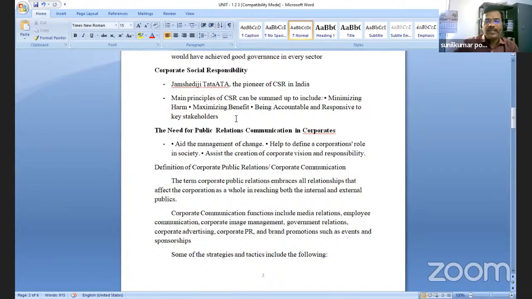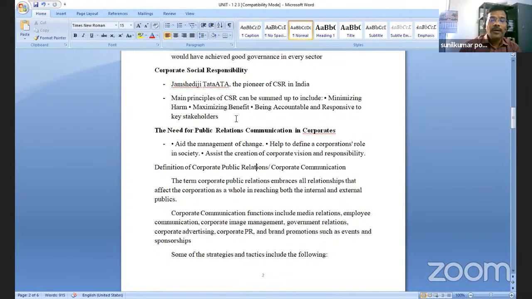The main principle of CSR can be summed up in some words: minimizing the harm. Every company sometimes goes into a crisis. If they do activities under corporate social responsibility, they can minimize harm. So the company will get some credit if they do corporate social responsibility.